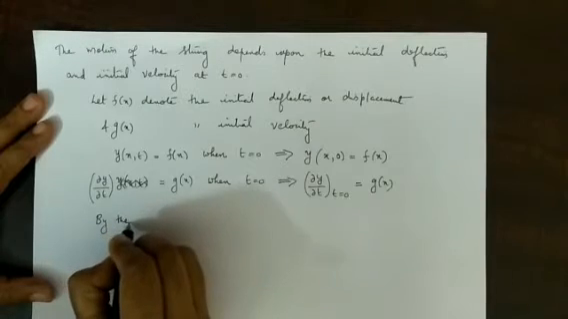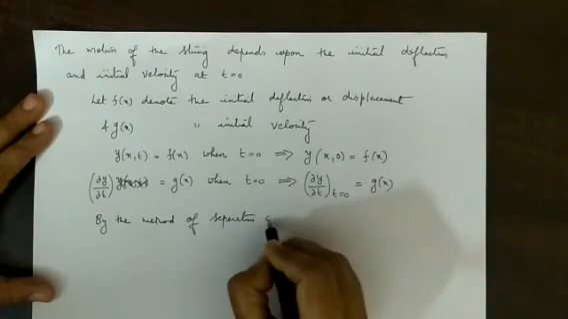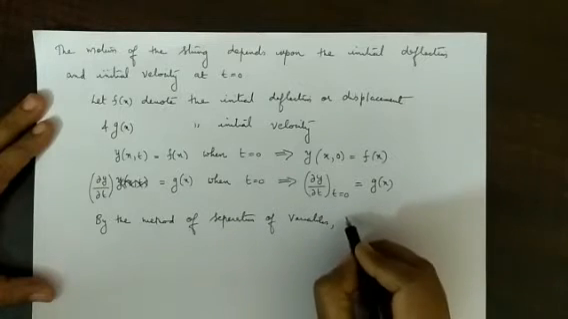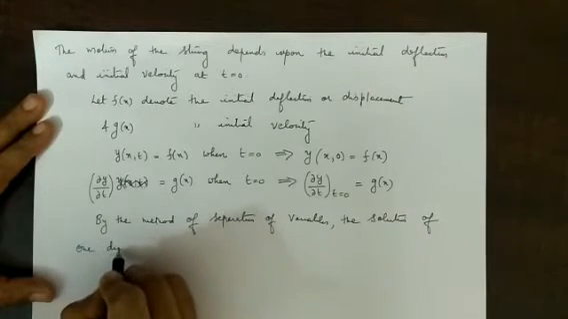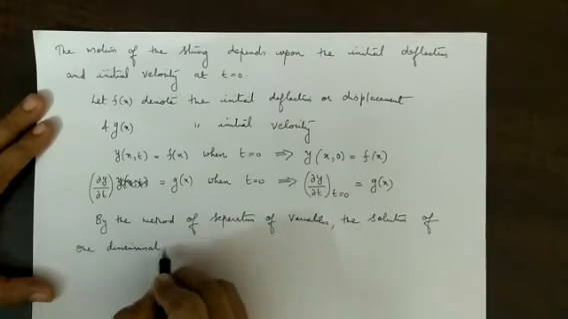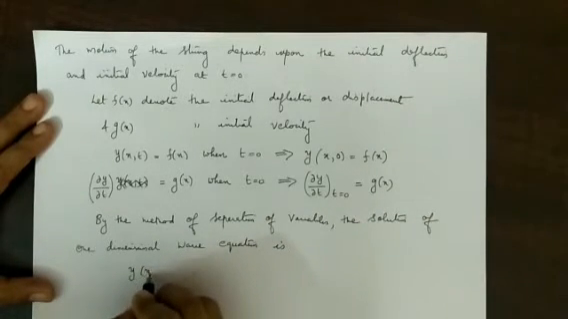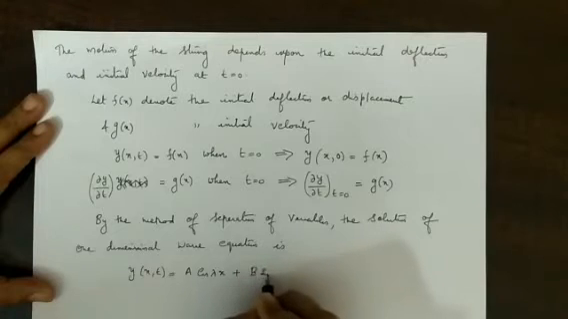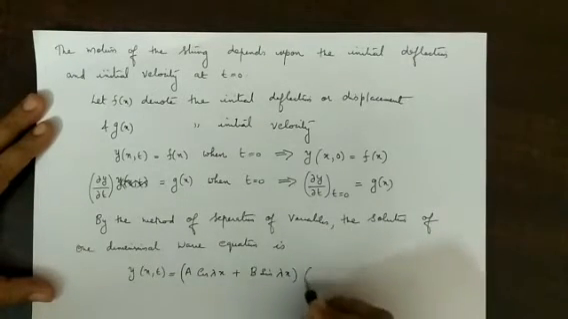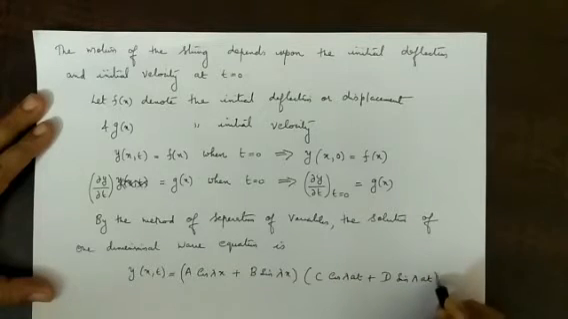Now by the method of separation of variables, the solution of the one-dimensional wave equation is y(x,t) = (a cos λx + b sin λx)(c cos λat + d sin λat). Take it as equation number 1.